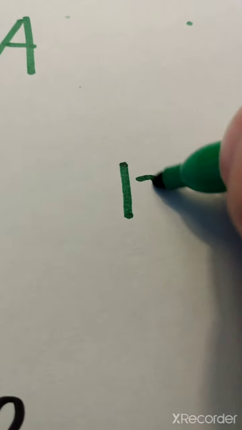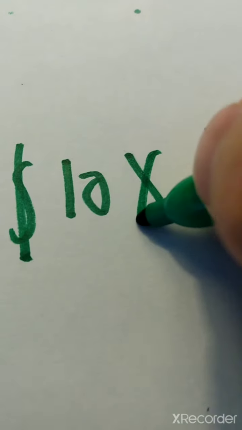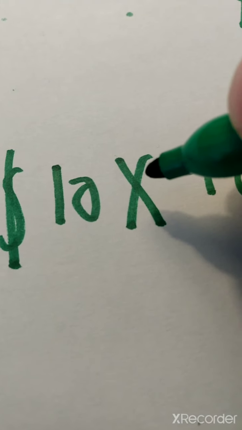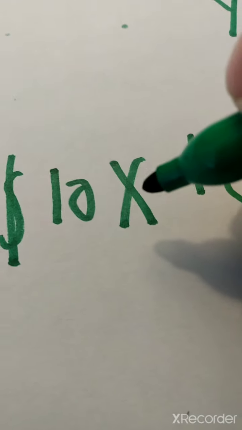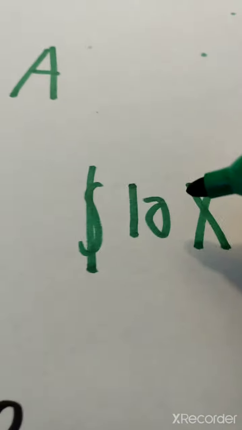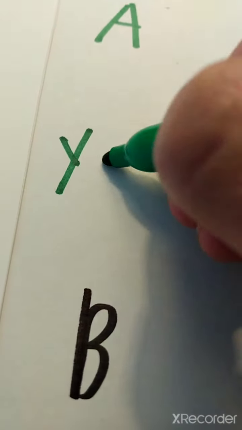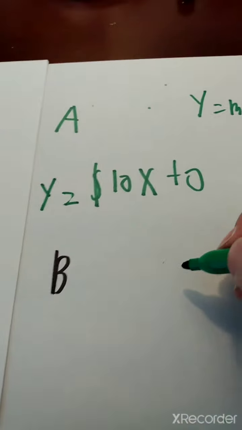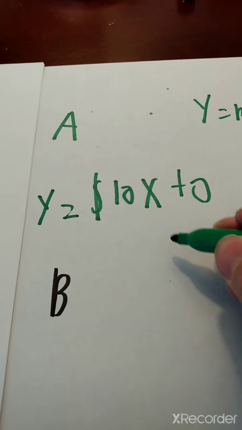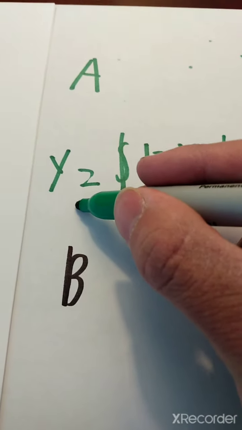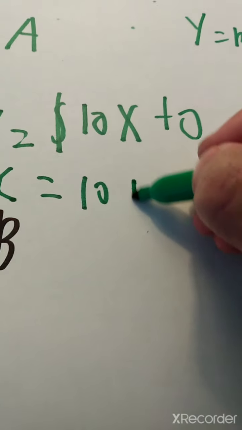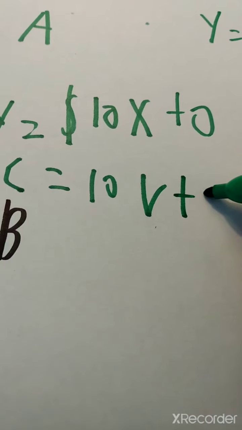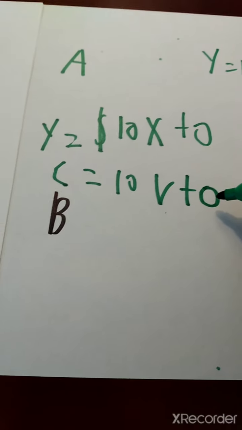So here's the 10 right here. And X represents how many visits there are. Each time there's a visit, you pay $10. Another time you visit the gym, another $10. And we can use Y as the total cost. There are many other ways to write this equation. Like we can say the total cost, which is C, equals 10V, as in visits, plus 0. You can write it like that too.